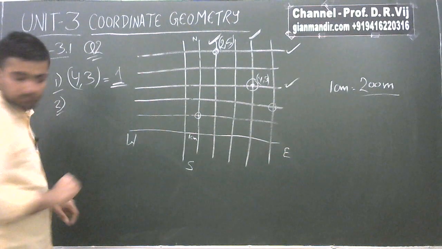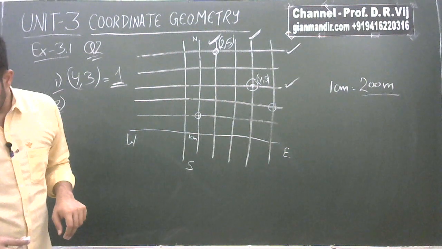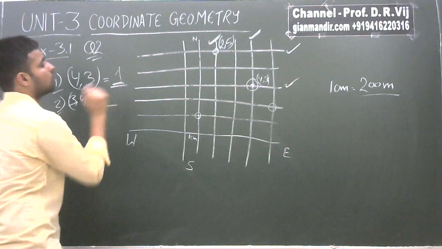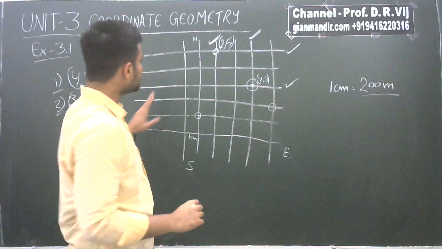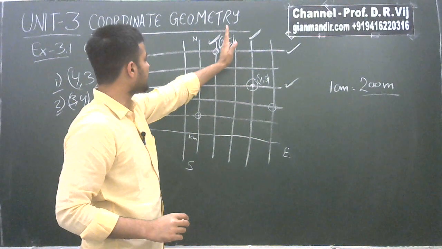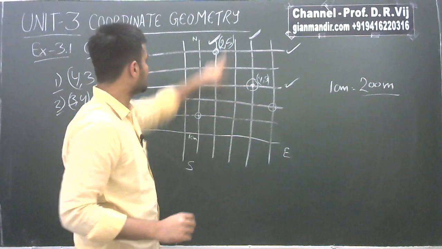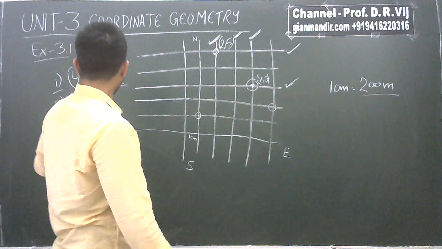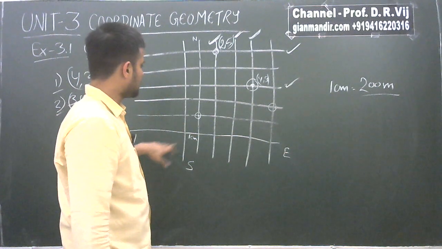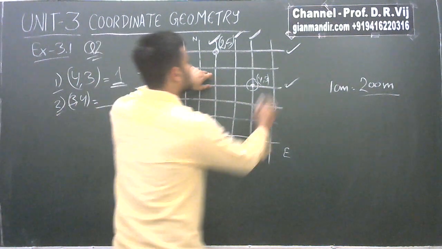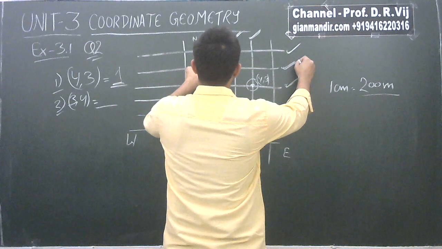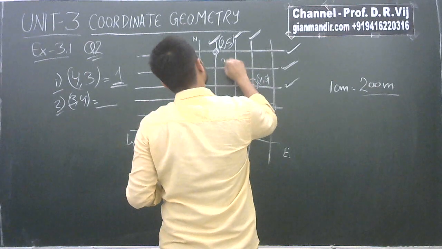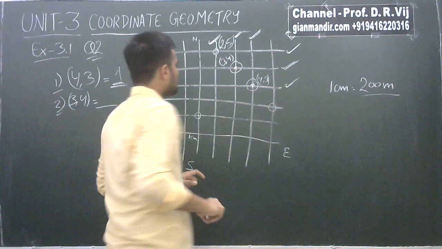Now the second part. The second part says, how many cross streets can be referred to as 3-4? 3-4 means 3rd street in the north-south direction. This one. First, second and third. And the 4th street in the east-west direction. So first, second, third and fourth. This one. So the third and the fourth are crossing at this point, which is 3-4.